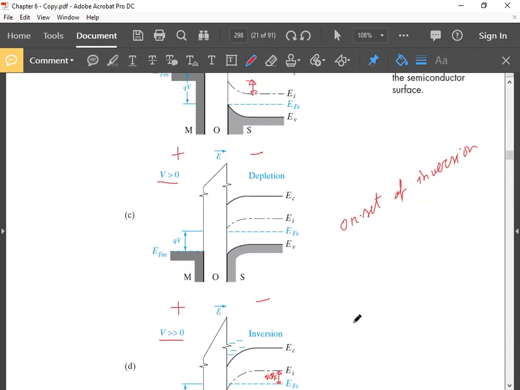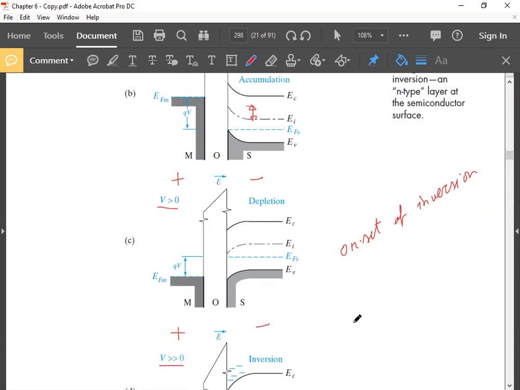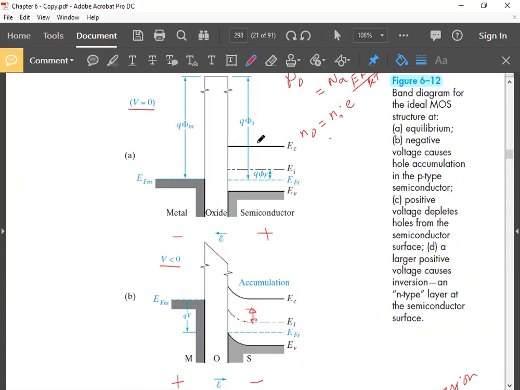Sir, at flat band voltage will phi m be equal to phi s? No, phi m and phi s will not be equal, but the energy bands will become flat.